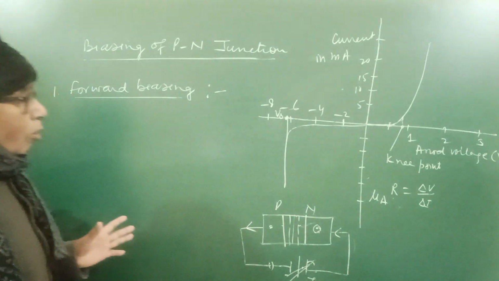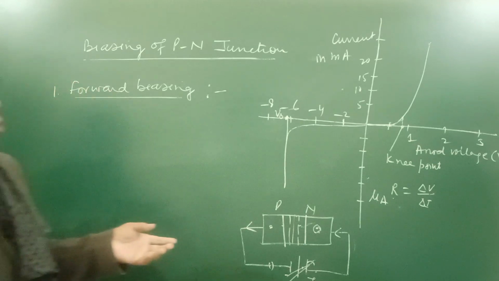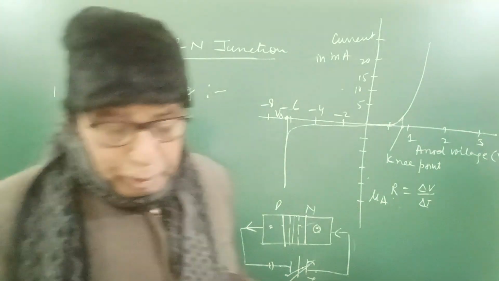So this was all about biasing. Now I will explain how to study the characteristics of a PN junction in the next video.